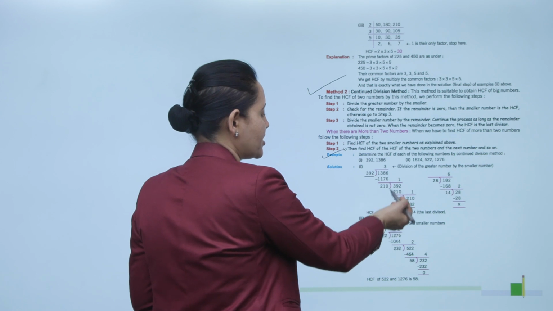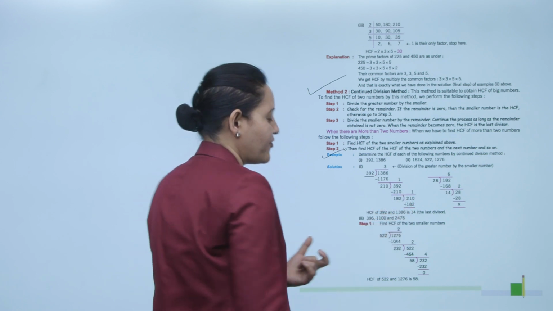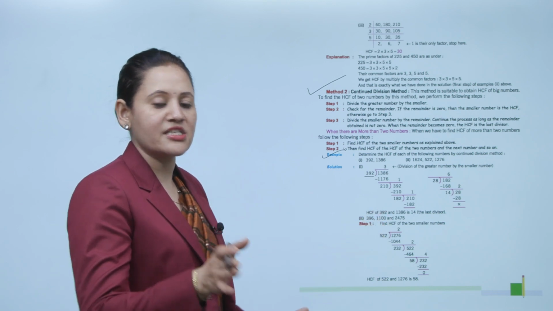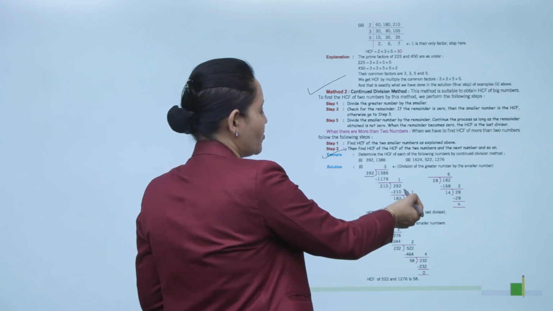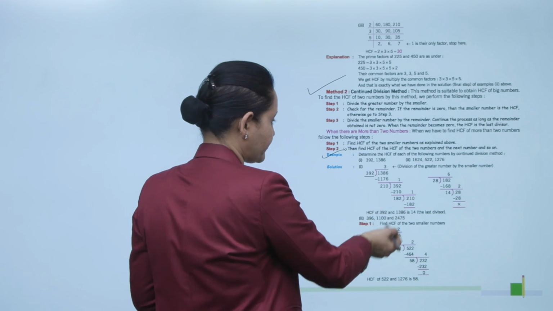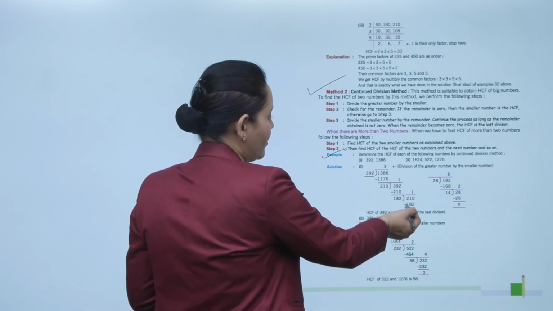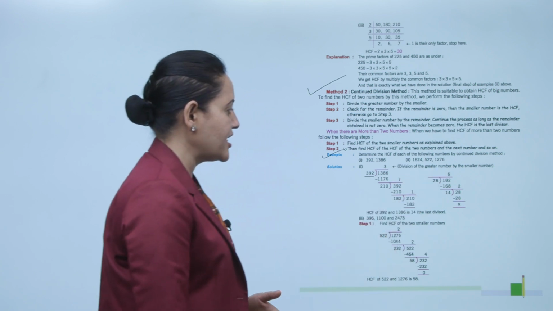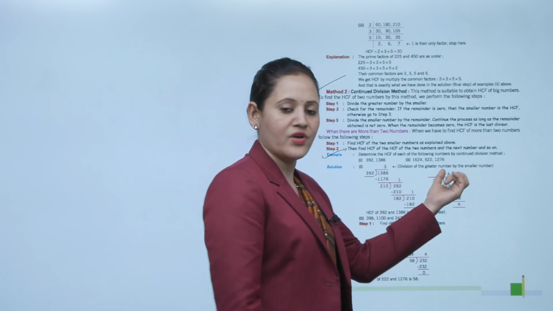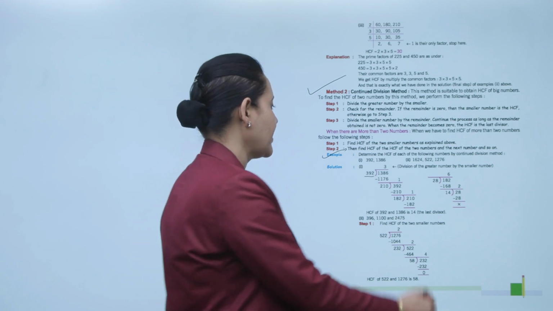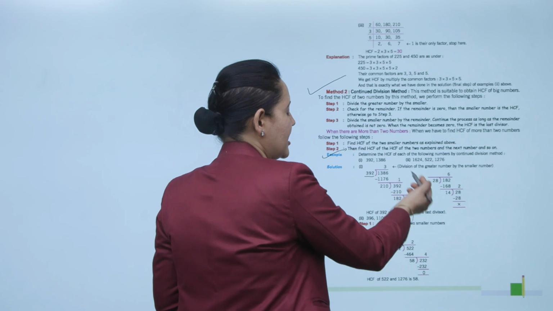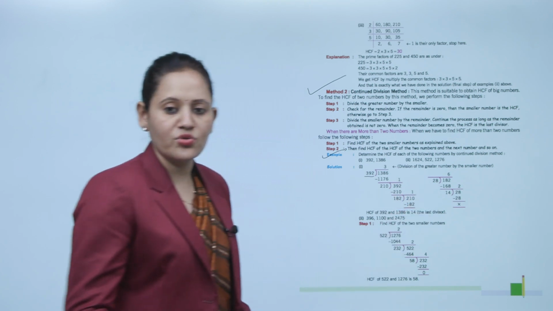Divide, it goes 1 time. Subtract 210, we get 182. 182 is our divisor and 210 becomes the new dividend. So 1 time divide, and subtract 182. So what will we get? 28. Now 182 will become our new dividend. It goes 6 times, subtract, we get 14, and 28 becomes our new dividend.